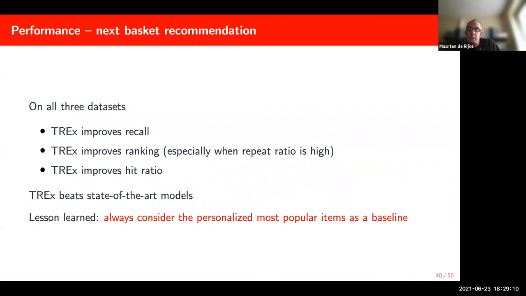Now, something interesting came up as part of this work, namely that whenever you're looking at a recommendation problem, where we have personalized information, you should always consider as a baseline the personalized most popular items for recommendation.